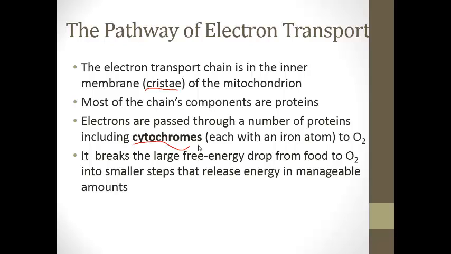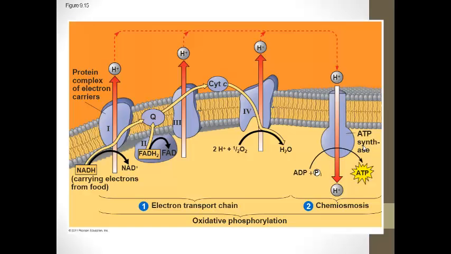As the electrons go down the electron transport chain, they are eventually going to end up with oxygen. We know that oxygen is going to gain the electrons, it's going to gain the hydrogen, and it's eventually going to become water, the final waste product of aerobic cellular respiration.